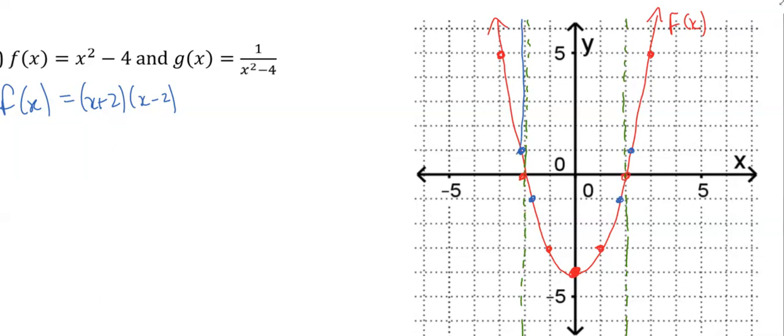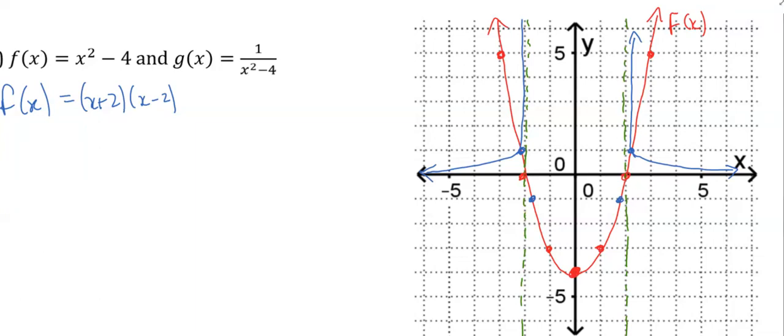And have them actually cross at 1. And it's going to do the same thing on the other side. F is getting really big, so G is getting really small. F is getting really small, close to 0 when it passes through the x-intercept, so its reciprocal is going to get really big.